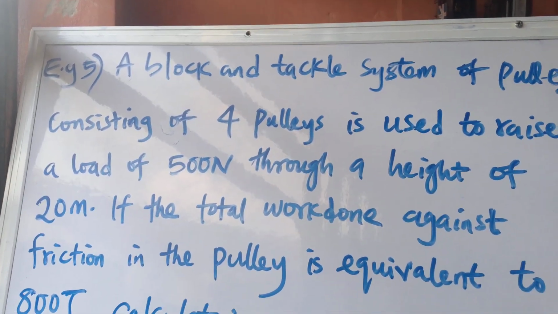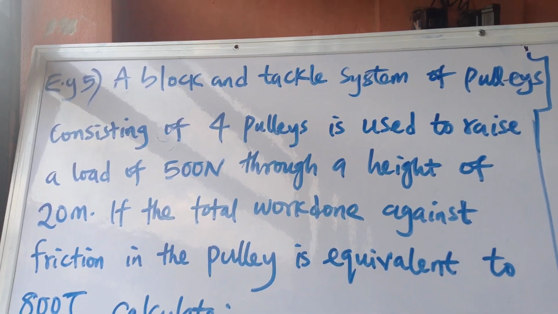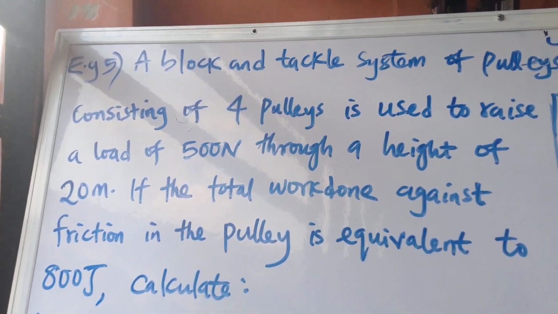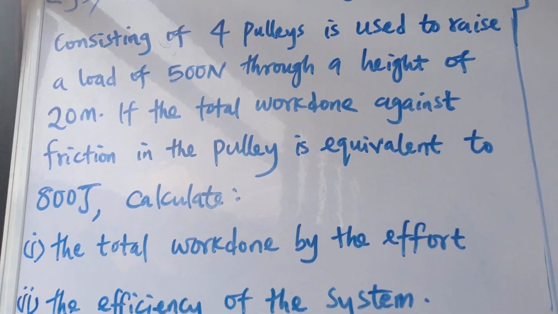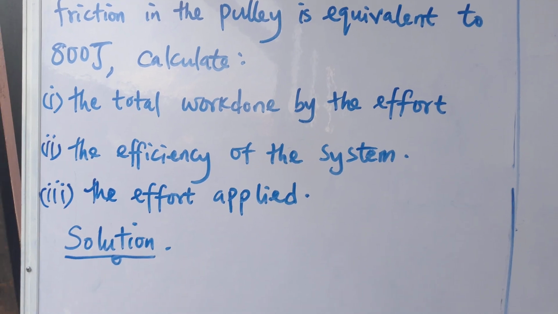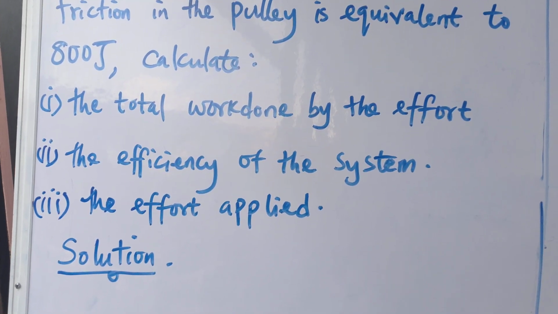Alright, we have another question on the board. It says a block and tackle system of pulleys consisting of 4 pulleys is used to raise a load of 500 Newton through a height of 20 meters. If the total work done against friction in the pulley is equivalent to 80 joules, calculate, Roman figure 1, the total work done by the effort; Roman figure 2, the efficiency of the system; Roman figure 3, the effort applied.